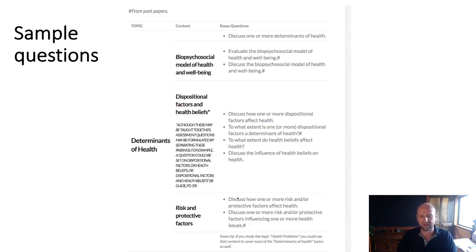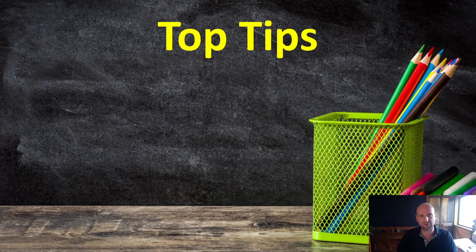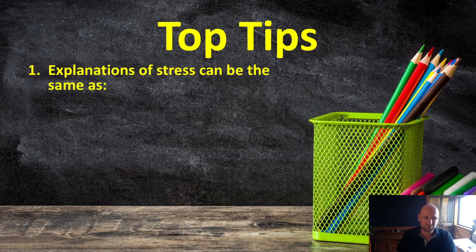Okay, risk and protective factors: discuss how one or more risk and/or protective factors affect health. Okay, and here is the explanation about separating the pairing. Again, the blog post explains all of this. So, top tips: if you revise the health problems and have the health problems as your number one topic to revise, then those explanations of the health problem, let's say stress, are the same as a risk factor. You identify a factor and say, well, this factor can explain why some people get more stressed.